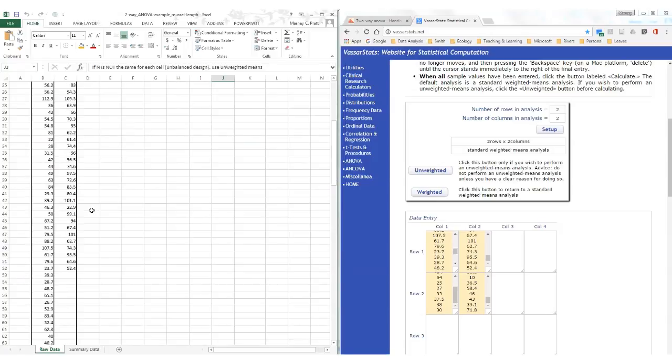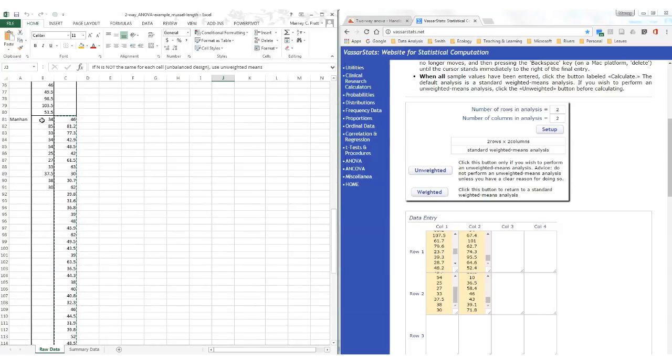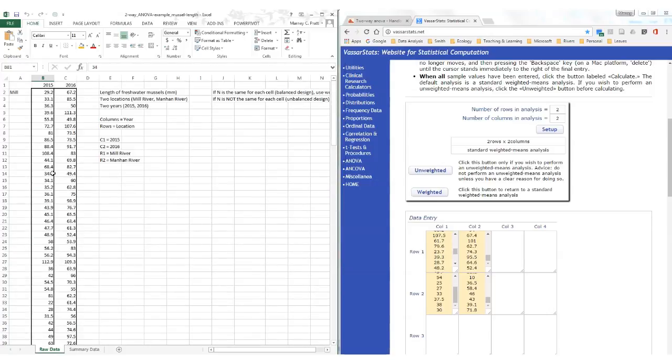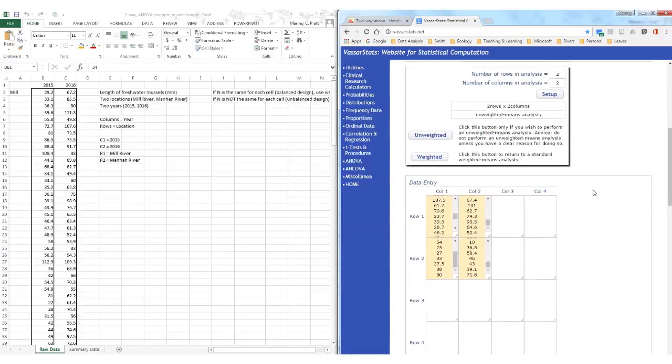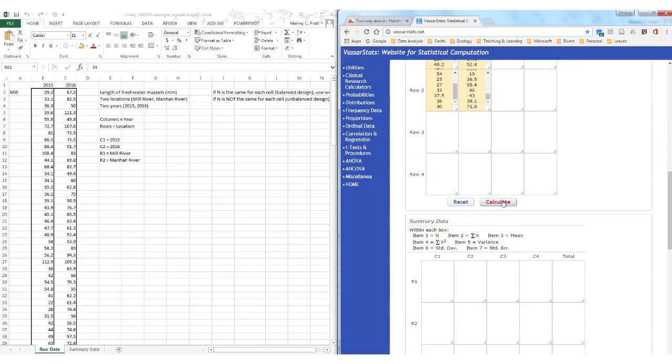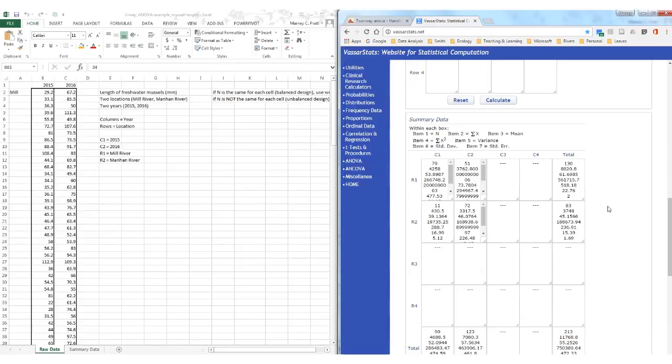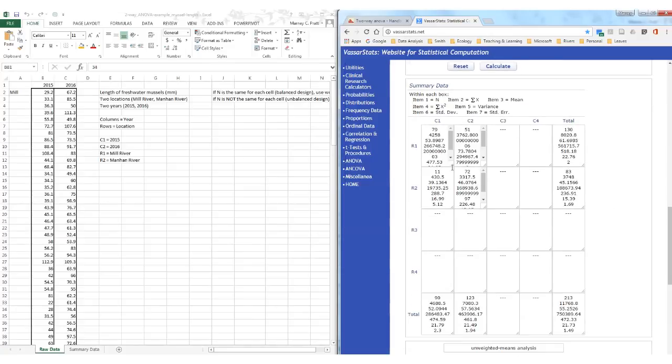You can see here that we don't have an equal number. There are only, I think, 11 measured muscles in the Manhan River, whereas there are a lot more in the Mill River in 2015. So we do not have a balanced design. So I'm going to use an unweighted two-way ANOVA. Now I'm just going to click Calculate.